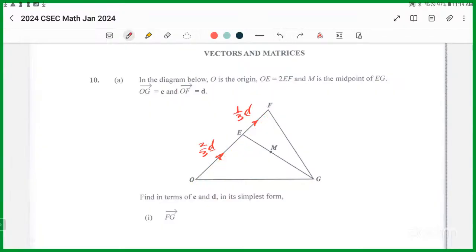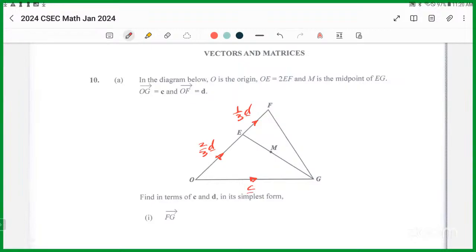Then here now it says M is the midpoint of EG. So this line, M is the midpoint. So that information is here, right? So that's okay. But also say now the vector EG is C. So the vector from here to here is C. So what I've done so far is populate the diagram with the information as much as I can.